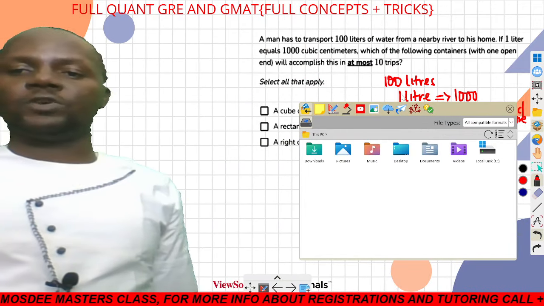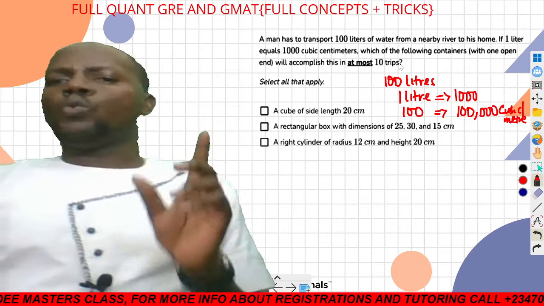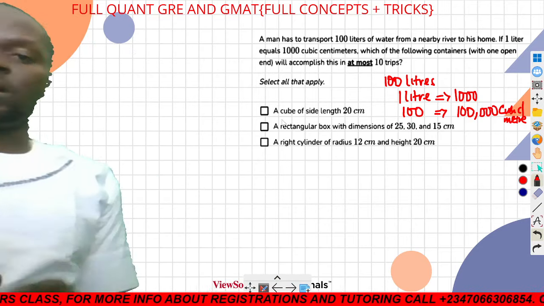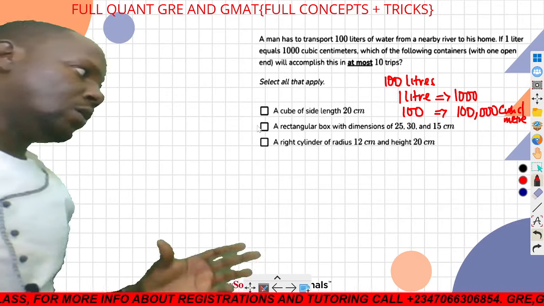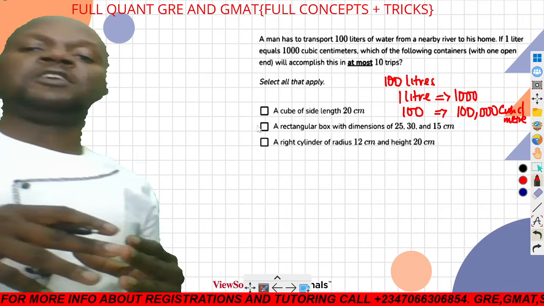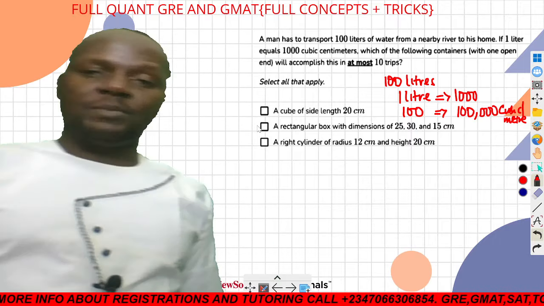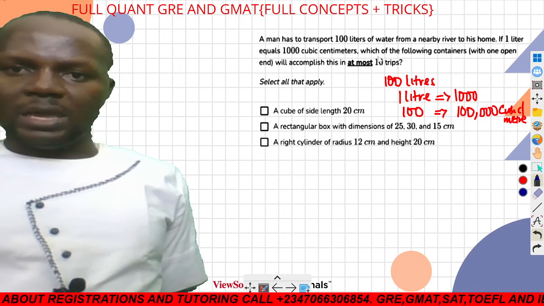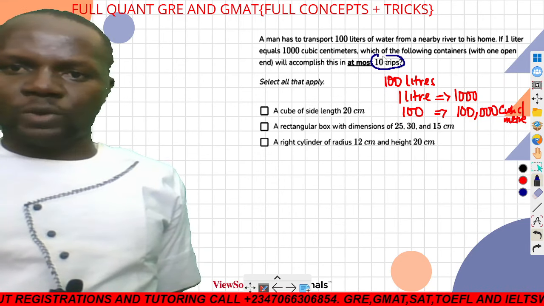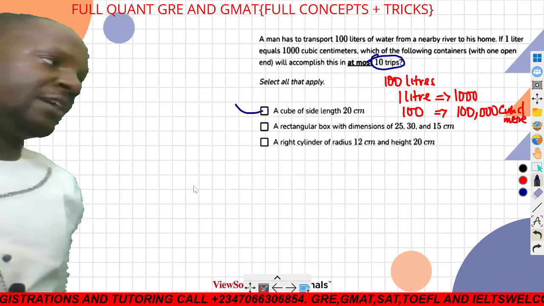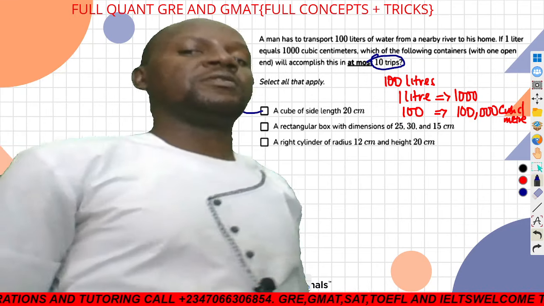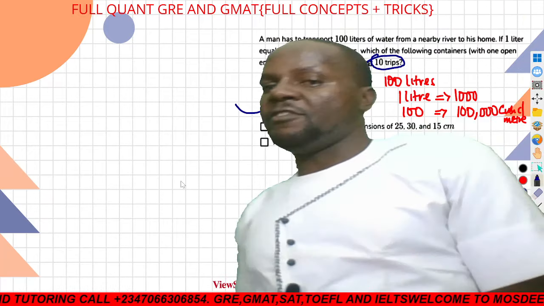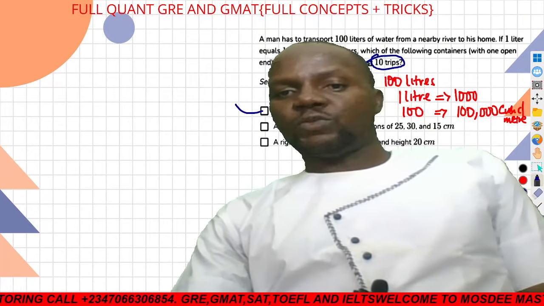So the next step is for us to follow the line of the question. Which of the following containers, open at one end, will accomplish this in at most 10 trips? So any of these options we are considering, we are looking for the one that, if it is done 10 times, which is the significance of these 10 trips, we calculate the volume of each of these, and see which of them is definitely going to give us what we have here, 100,000. So let's start with a cube of side length 20.